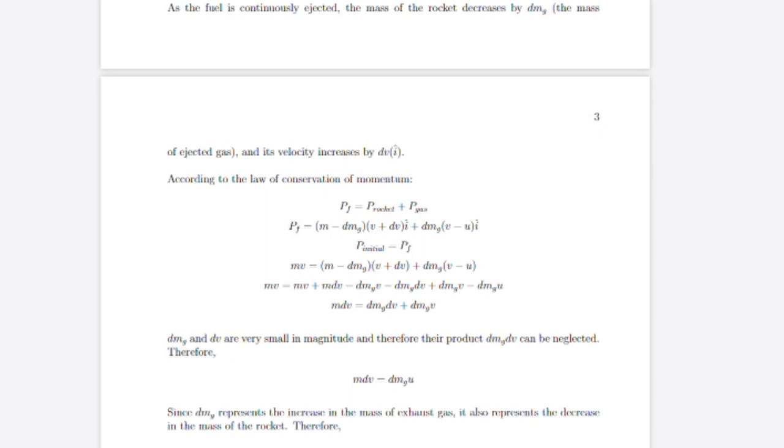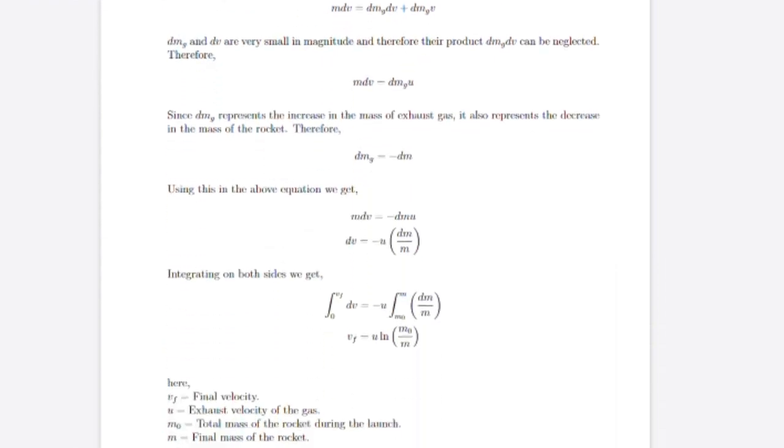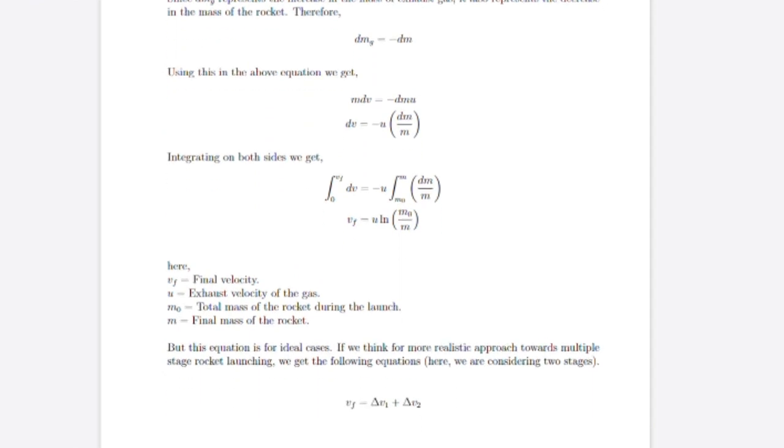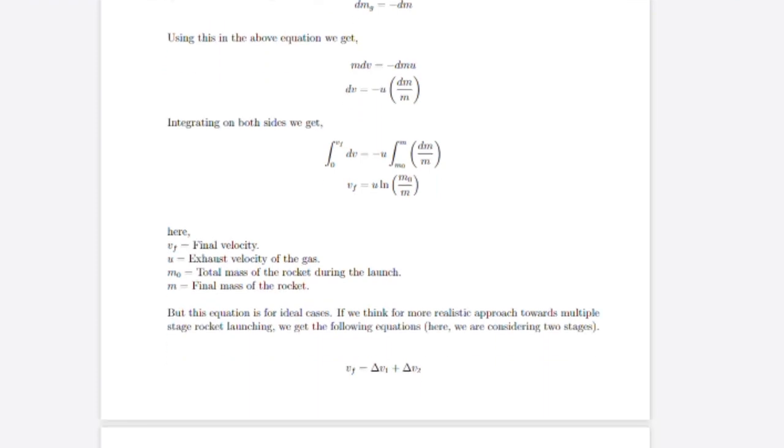So now let us try to understand the math of the project. First we will derive the rocket equation with the help of the laws of physics. By law of conservation of momentum, we know that initial momentum is equal to the final momentum. Hence, final momentum is equal to the sum of momentum of rocket and momentum of the gas. Here dmg represents small change in the mass of exhaust. So here is the math. So we now get to the final rocket equation as Vf is equal to u ln m0 by m, where Vf represents final velocity, u represents exhaust velocity of the gas, m0 represents total mass of the rocket, and m represents the final mass of the rocket.